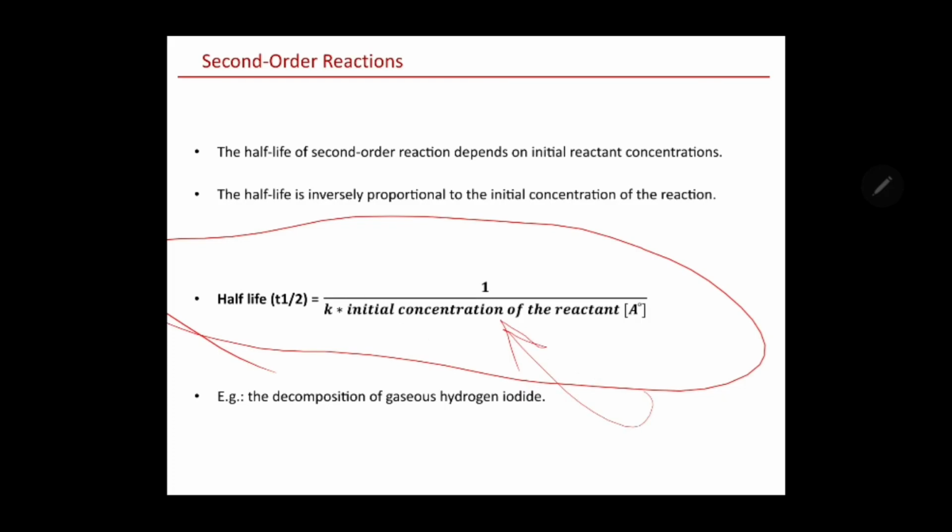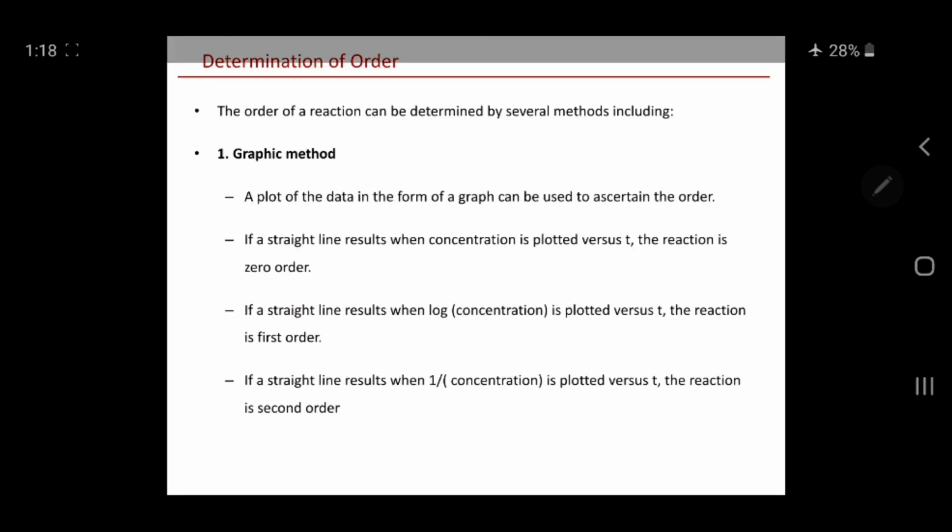And this is the formula for half-life. As you can see in the formula, we have something referring to the concentration of the reactants. That means the value for half-life actually depends on the initial concentration or the concentration of the remaining reactant.